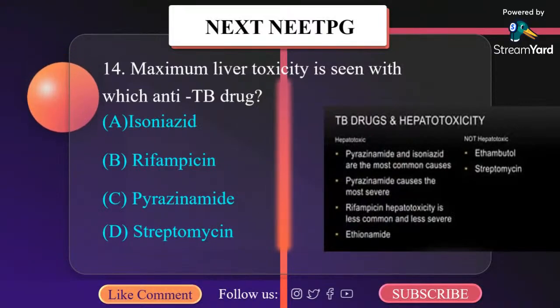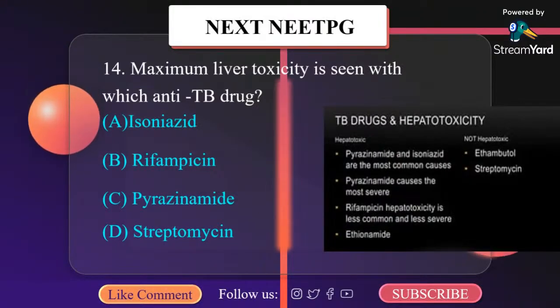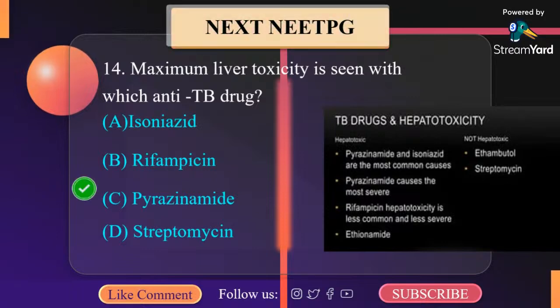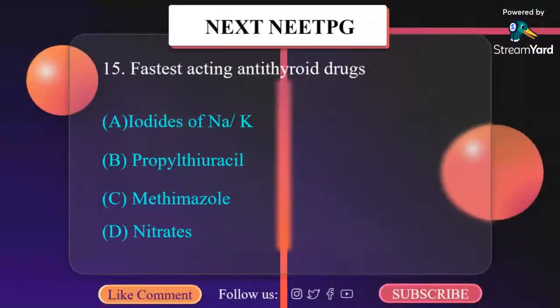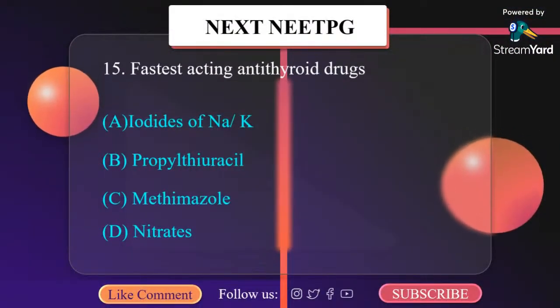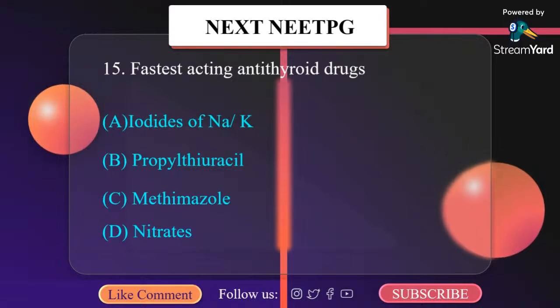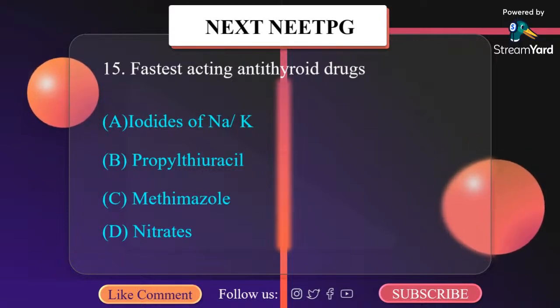Maximum liver toxicity is seen with which antibiotic drug? Isoniazid, rifampicin, pyrazinamide, streptomycin. It is pyrazinamide. Fastest acting antithyroid drug are A. Iodides of Na, K, B. propylthiouracil, C. methimazole, D. nitrate.